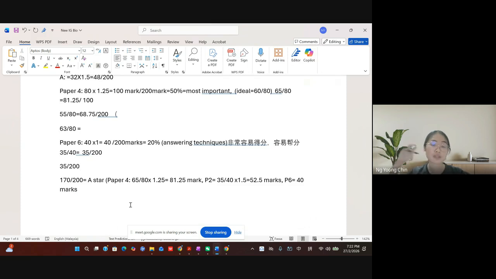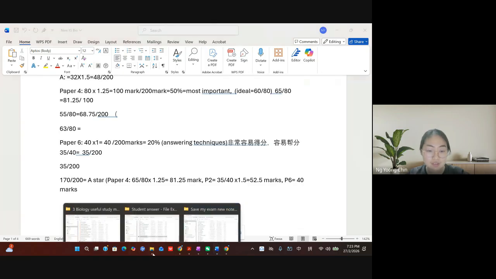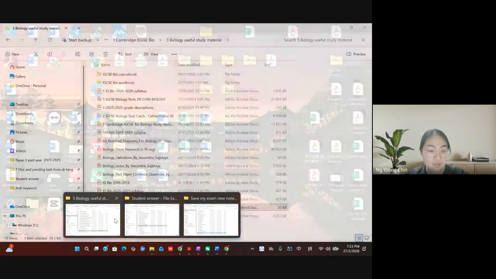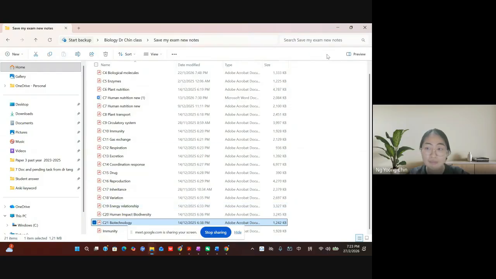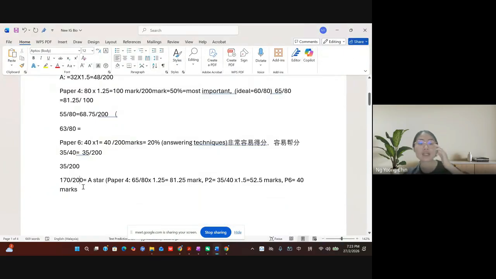So your range is around 8. If you want to get the A star, you need to get 170. Do I have the last year mark boundary? Let me find. I think I didn't say for the last year mark boundary. Okay, so at this point now you know how to calculate it.